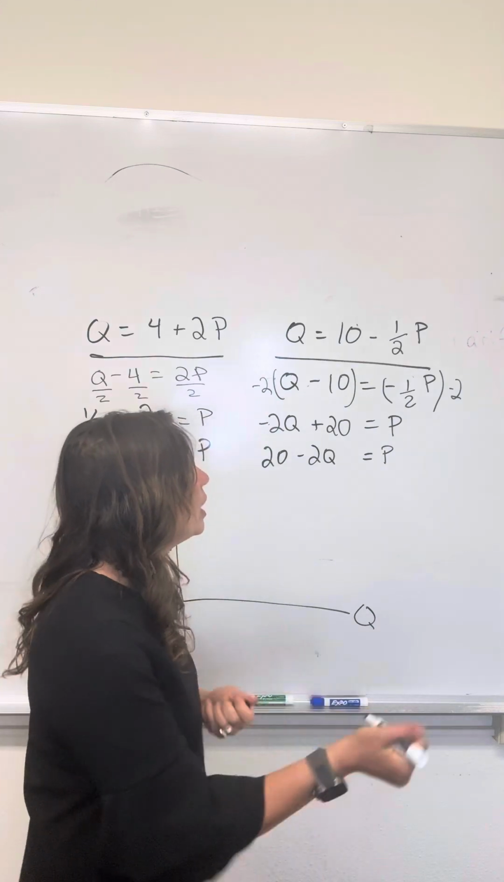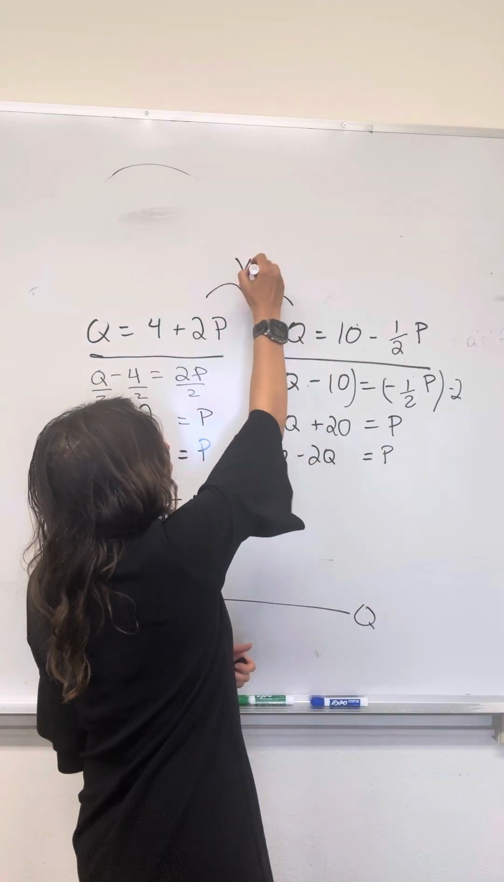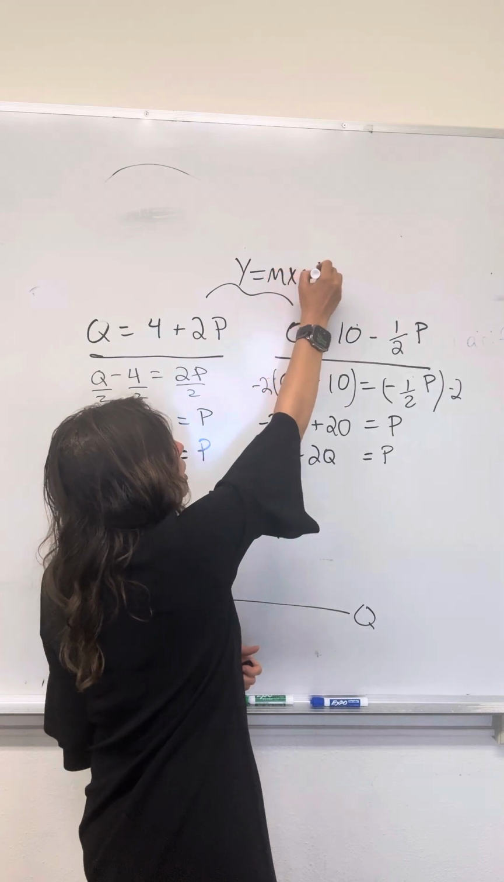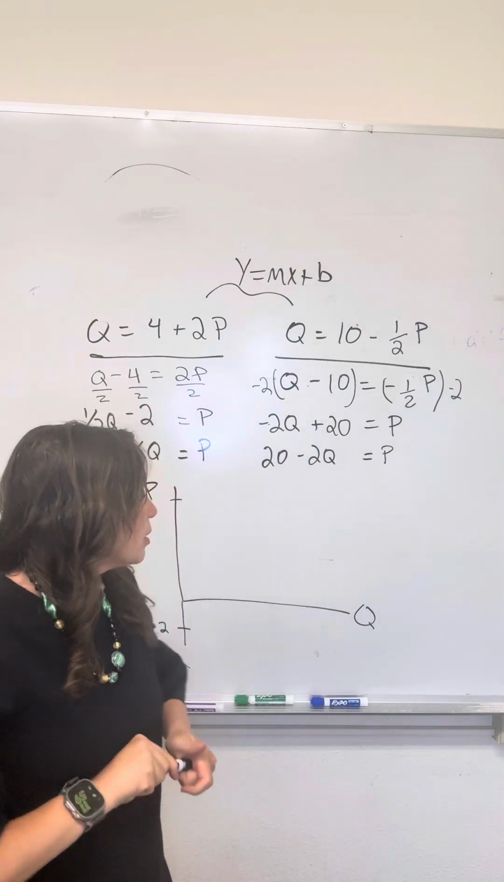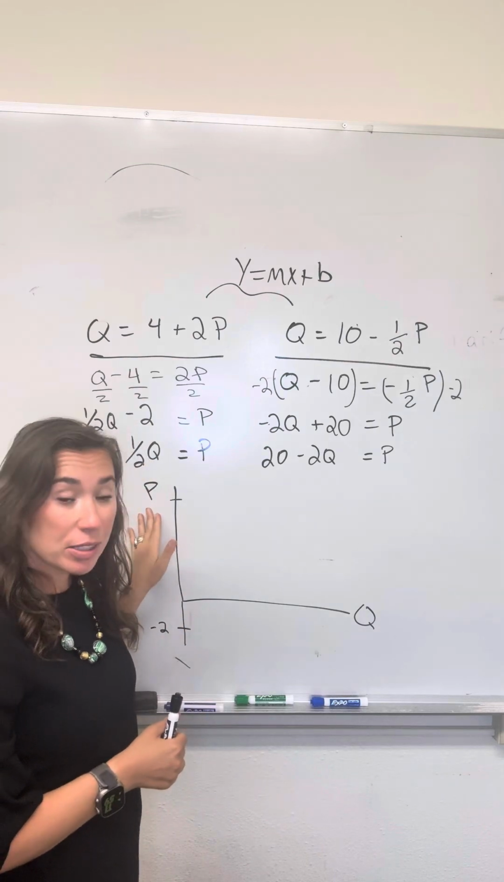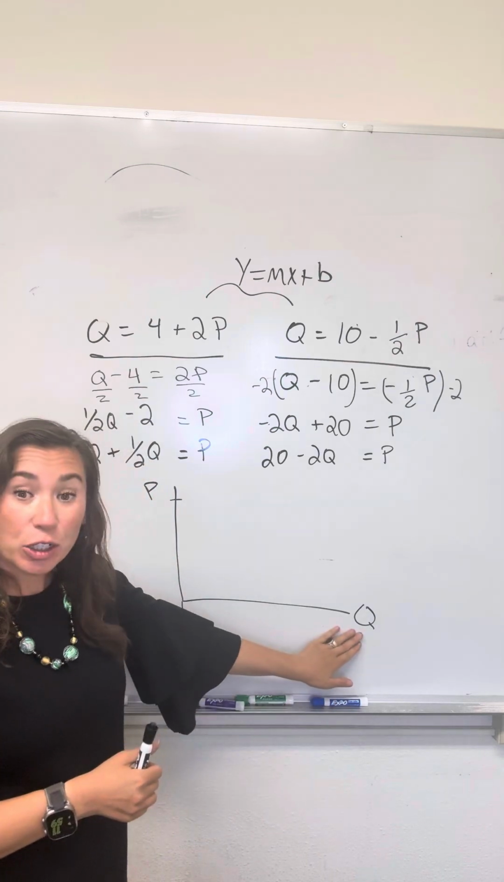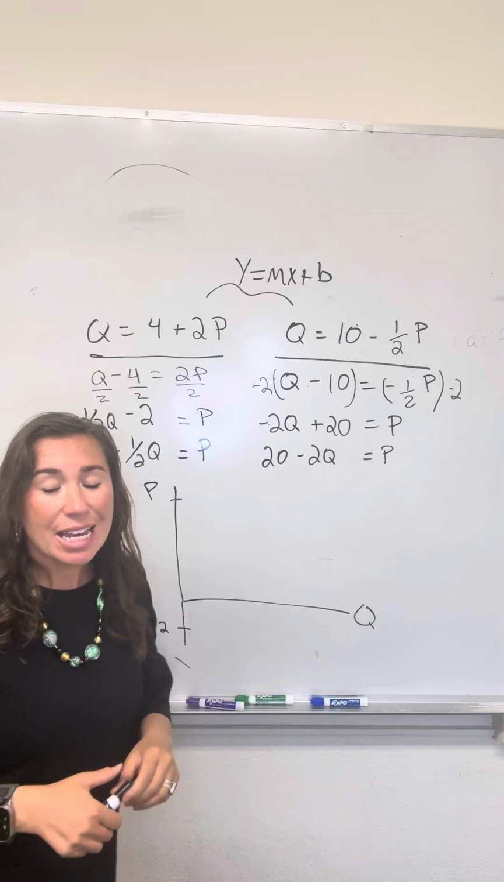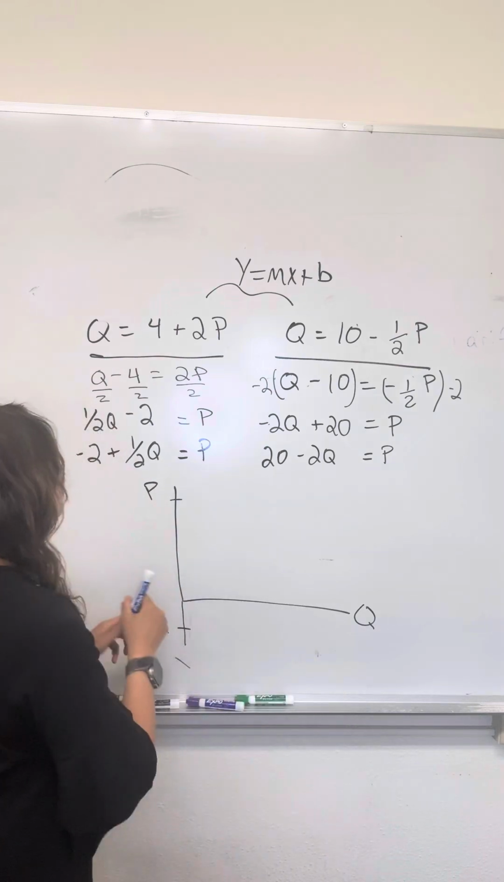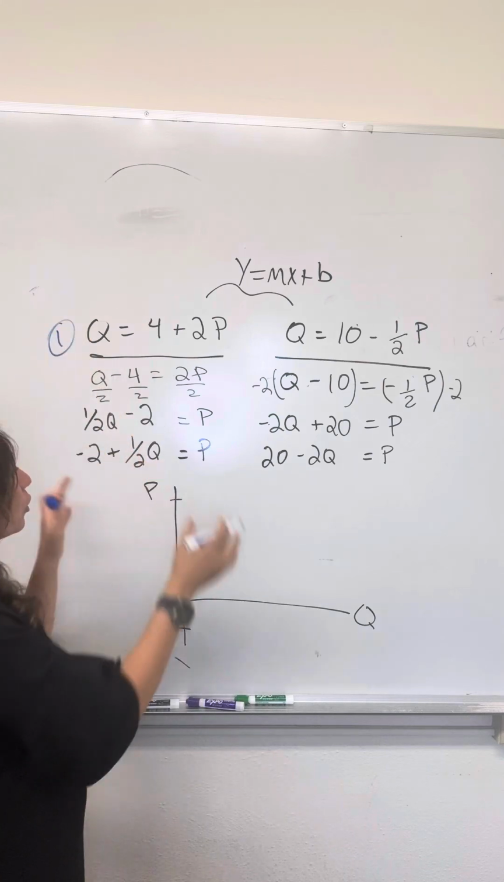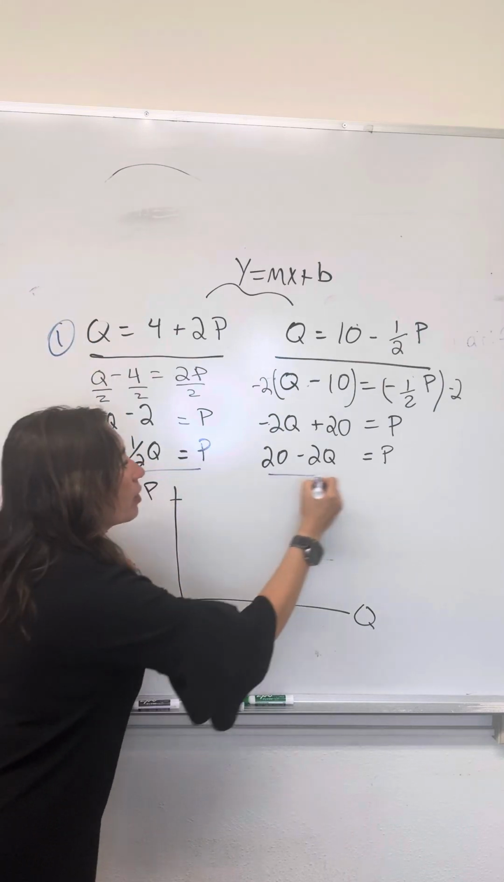So the goal is to get these in that y equals mx plus b, where m is the slope and b is the y-intercept. And that's because we graph price on the y-axis and Q on the x-axis. And so how do you begin? Well, the very first step is really and always to make sure that you're using these graphical forms.